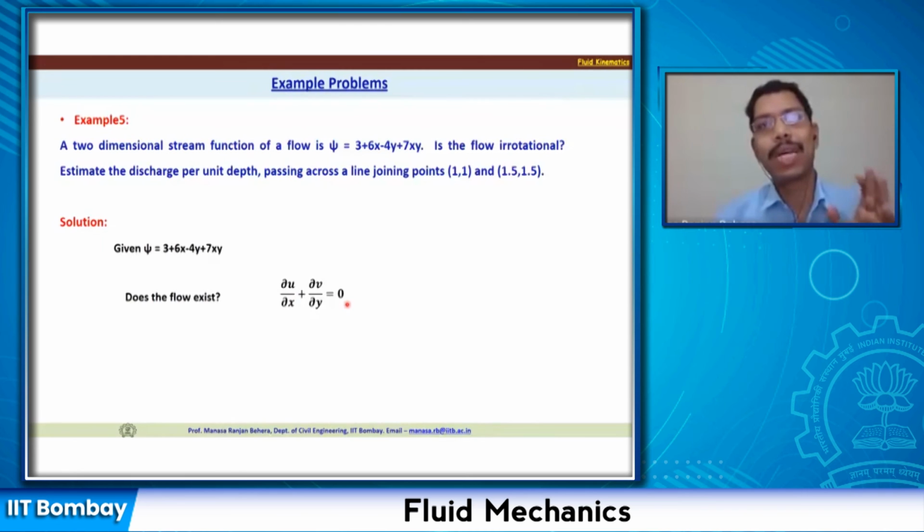Once this satisfies the continuity equation, next you have to find out the first question, that is whether the flow is rotational or irrotational.